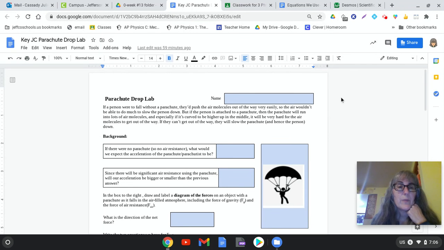Hi, we are going to go through the parachute drop lab and get all the stuff that you need in order to complete this lab the rest of the way. If there were no parachute, so there was no air resistance, we would expect the acceleration to be 9.8 meters per second squared because the person would fall just in gravity.